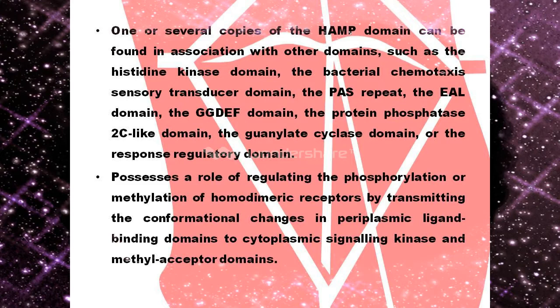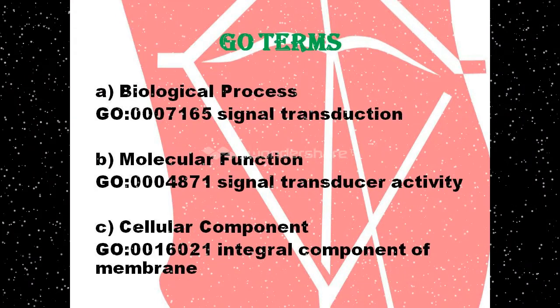the bacterial chemotaxis sensory transducer domain, the PAS repeat, the EAL domain, the GGDEF domain, the protein phosphatase 2C-like domain, the guanylate cyclase domain, or the response regulatory domain. It has been suggested that the HAMP domain plays a role in regulating the phosphorylation or methylation of homodimeric receptors by transmitting the conformational changes in periplasmic ligand binding domains to cytoplasmic signaling kinase and methyl acceptor.